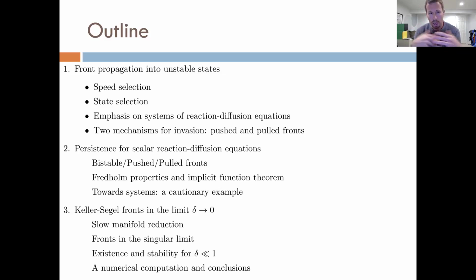And really, the main thing that I want to convey to you, especially in the background section of this talk, is there are two different mechanisms for front propagation when you're propagating into unstable states. These are called pushed and pulled fronts. If nothing else, hopefully you come out of this talk with an understanding of what a pushed front is, what a pulled front is, what the characteristics are, and what you are looking for when you identify these fronts in a problem.